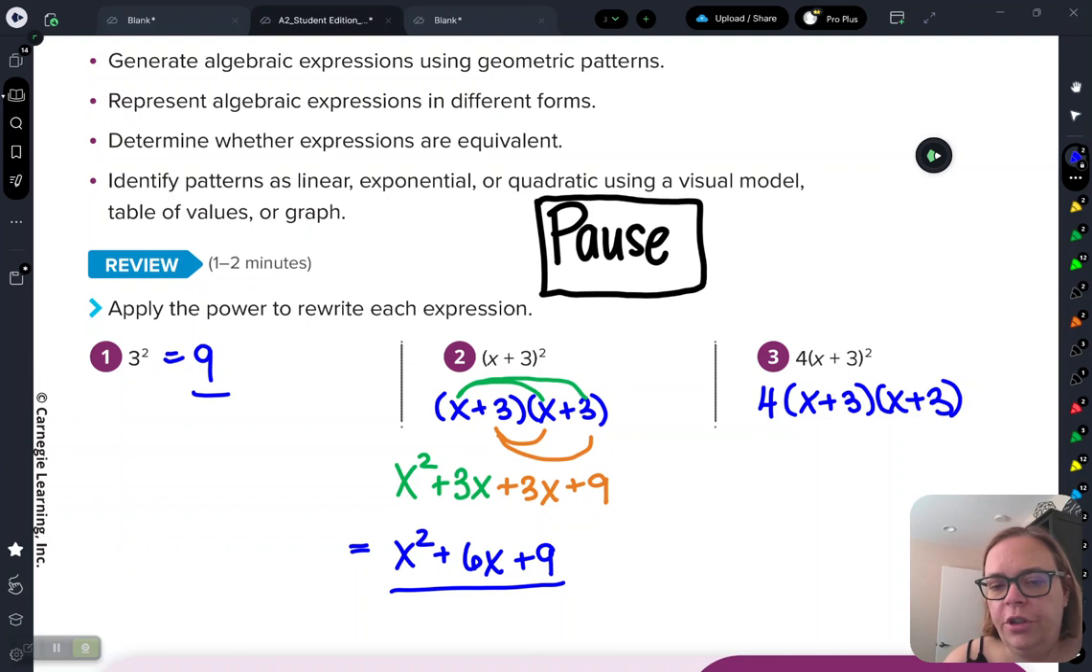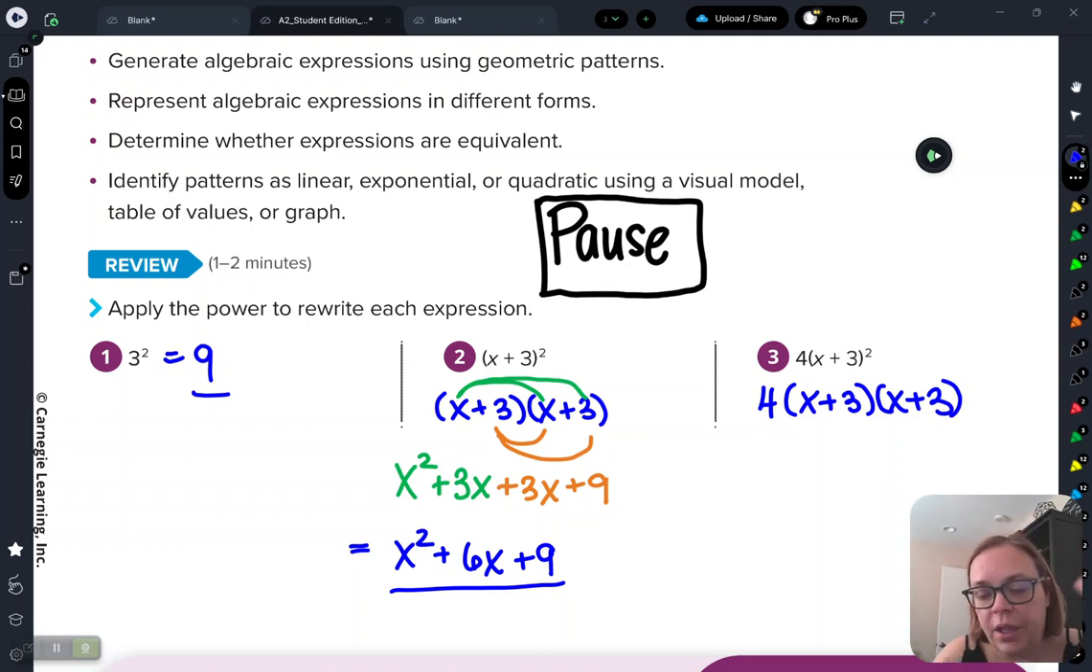Okay, so we have the first two done. 3 squared is 3 times 3, which is 9. Number 2, x plus 3 quantities squared. We have to multiply a binomial times a binomial. There is also a pattern that you could use. I just multiplied x plus 3 times itself. You could think of that as foiling, distribution. There's lots of ways that we can do this.